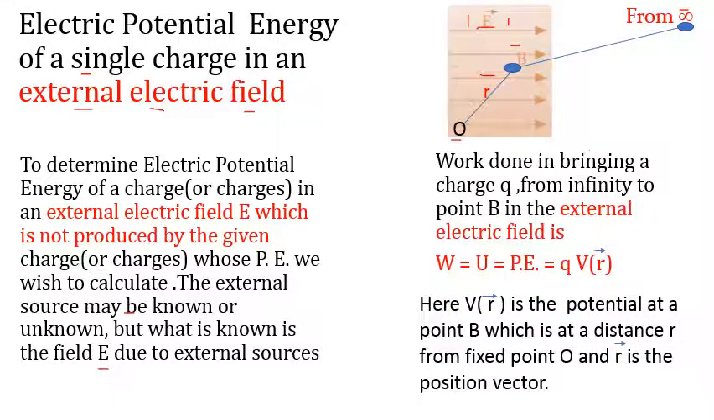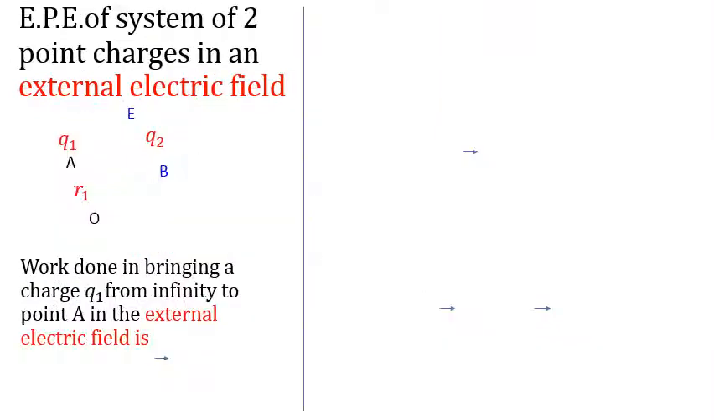Work done in bringing a charge Q from infinity to the point B is given by this formula. म्हणजे कोणता? प्रोडक्ट ऑफ चार्ज अँड इलेक्ट्रिक पोटेन्शियल. अगदी सिंपल आहे. झालं. This is the work done or energy. Potential energy of system of 2-point charges in an external field.